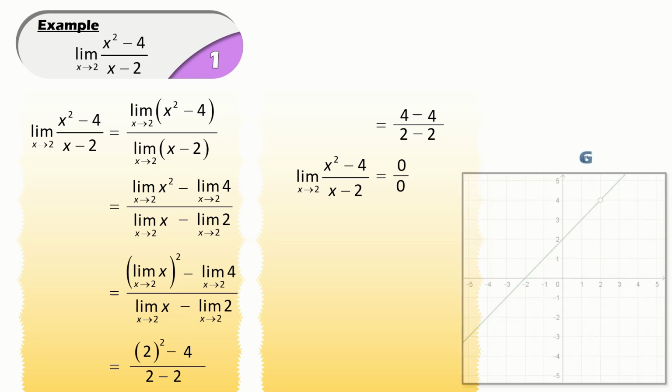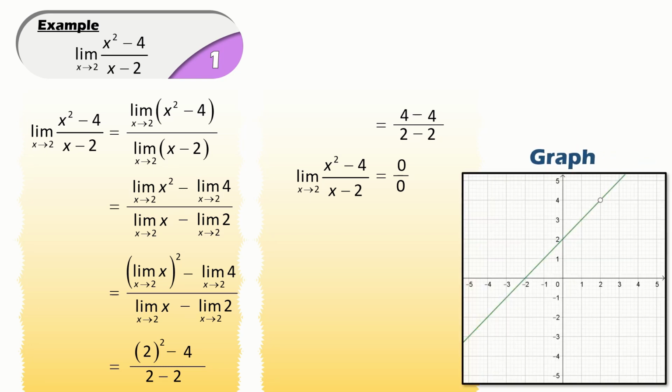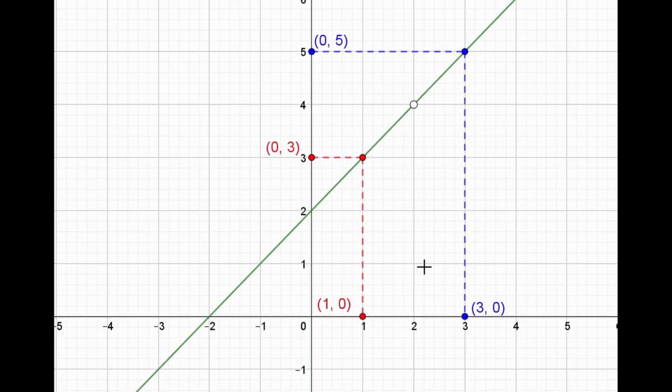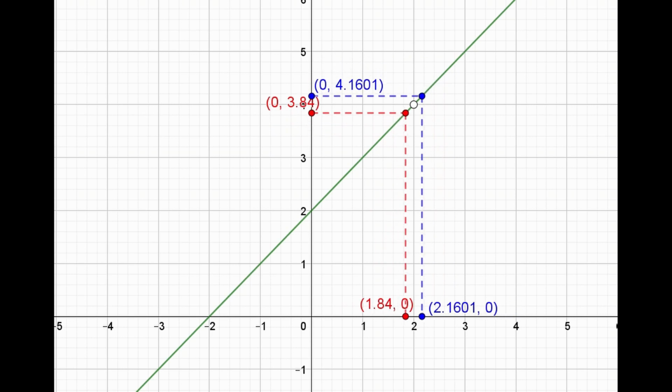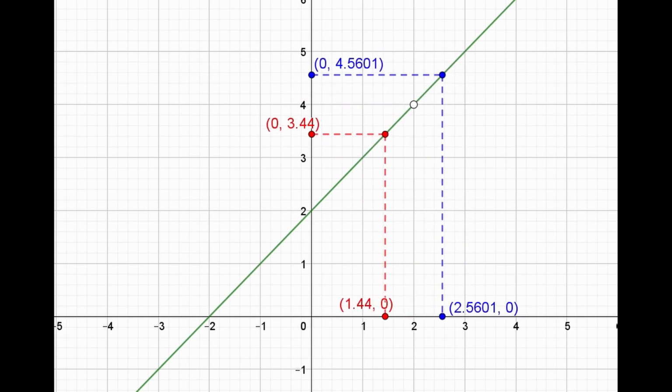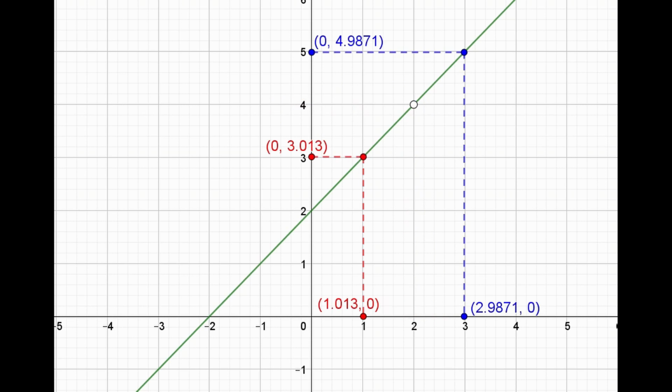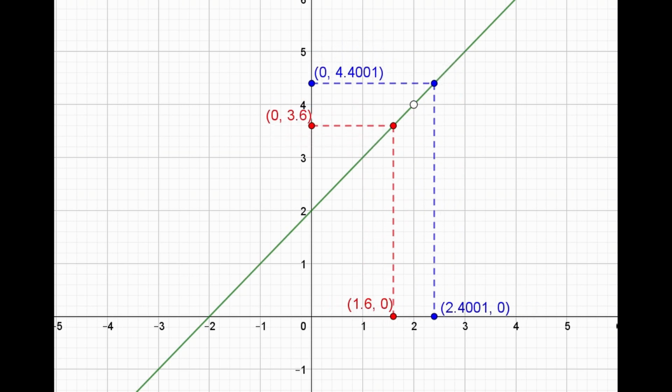To answer this, let's observe the function using its graph. The graph of the function is a linear function with a hollow point at x is equal to 2. This is telling us that the function is undefined at x is equal to 2. I encourage you to pause this video and observe where the function is approaching when its x is approaching 2 from either side. Or what is the limit of the function as x approaches 2?